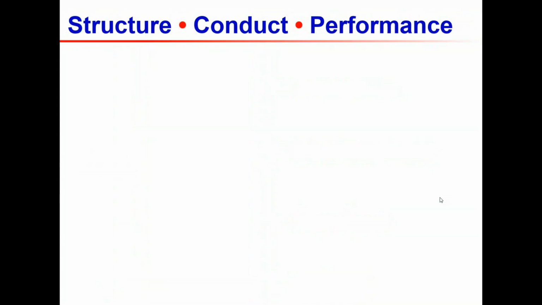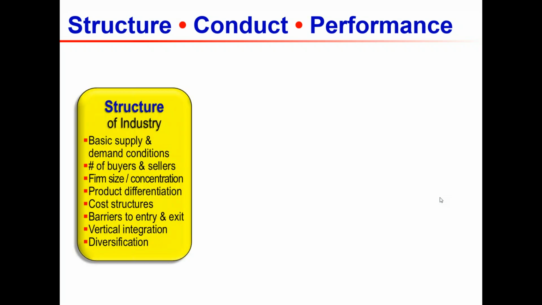So just to give you an idea of what the overall role of this module of the course is on industrial policy, let's go back to the very beginning of the course. We talked about structure, conduct, and performance. So you remember we talked about the structure being about the structure of industry, right? The number of suppliers, the basic supply and demand conditions, the number of buyers and sellers, etc. So all the stuff we did in business economics about the structure of industry.